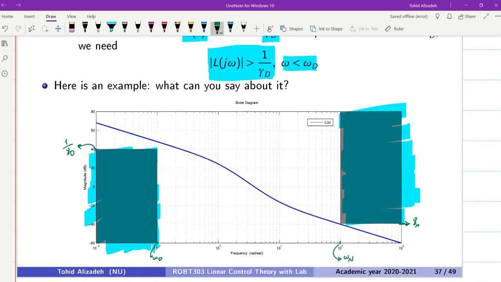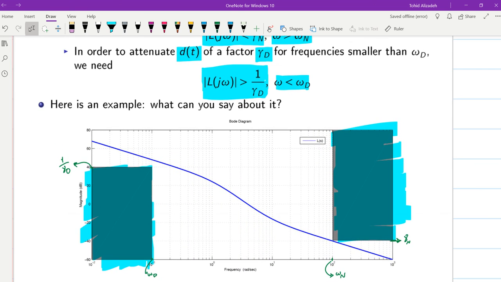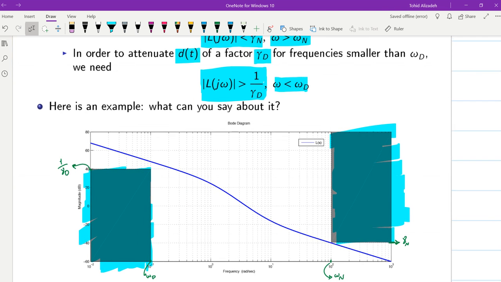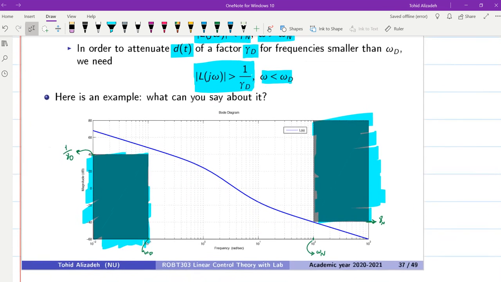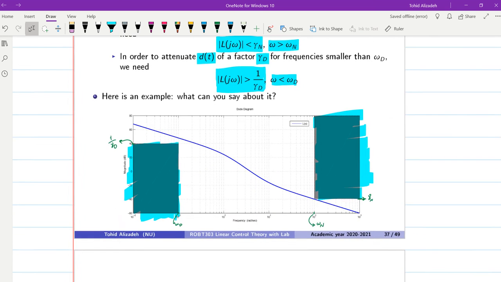Alright, so when you design the controller later, you will keep this in mind. If we have a requirement in terms of the noise attenuation and disturbance rejection, first we will determine these dangerous zones, and then we will try not to enter into those dangerous zones. And if we do so, we'll be fine in terms of the disturbance rejection and noise attenuation.